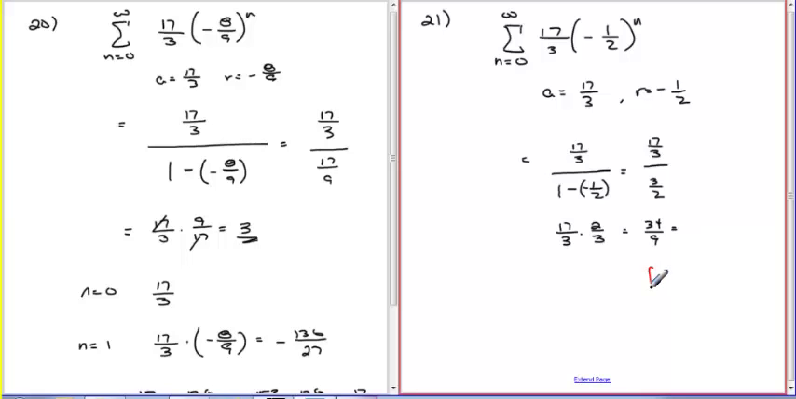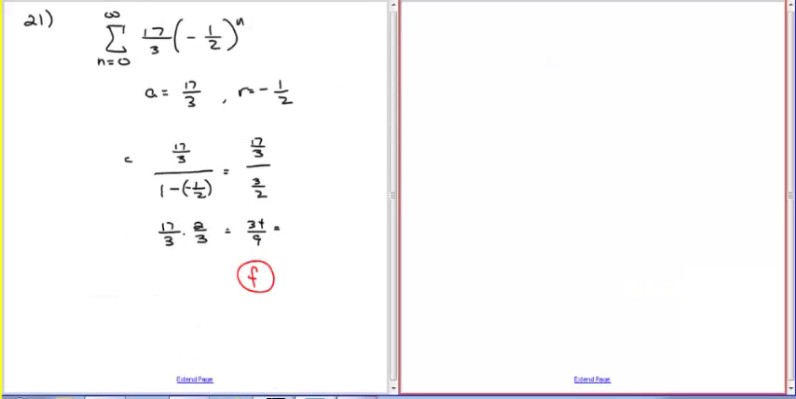The initial point is the same, 17/3, when this is 0. And you can see the limit is not the same. Here the limit was 3. This is the actual series sum of the individual terms. Here it's 34/9, which is closer to 4, which if you look at the graph, it actually goes that way.